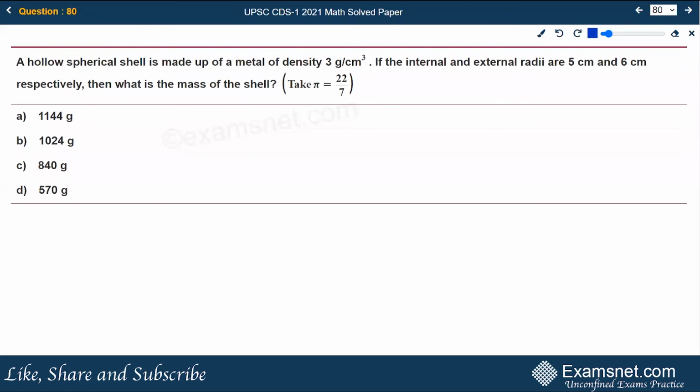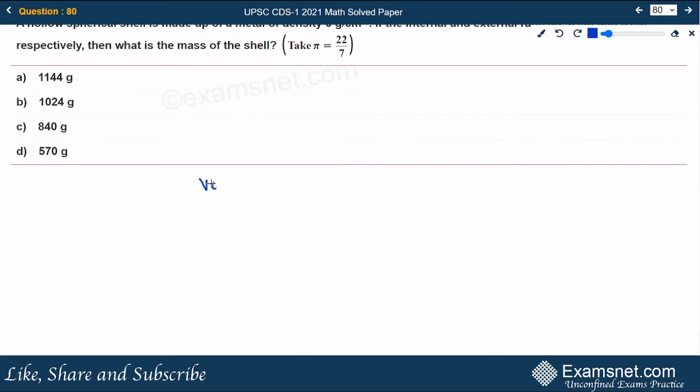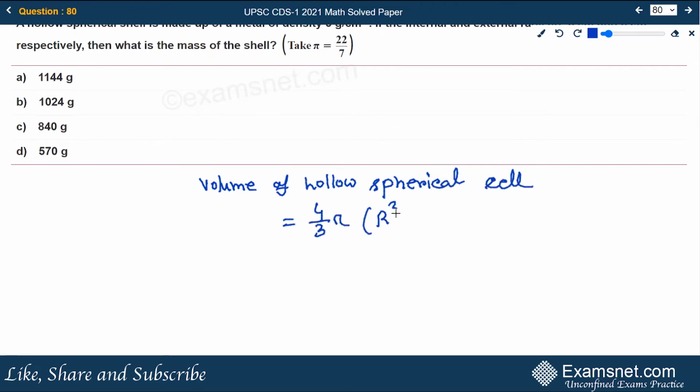In question number 80, we are given a hollow spherical shell made up of a metal of density 3 gram per centimeter cube. If the internal and the external radius are 5 centimeter and 6 centimeter respectively, then what is the mass of the shell? Since we are talking about a hollow spherical shell, the volume will be 4/3 pi (R cube minus r cube), where capital R is the outer radius and smaller r is the inner radius.